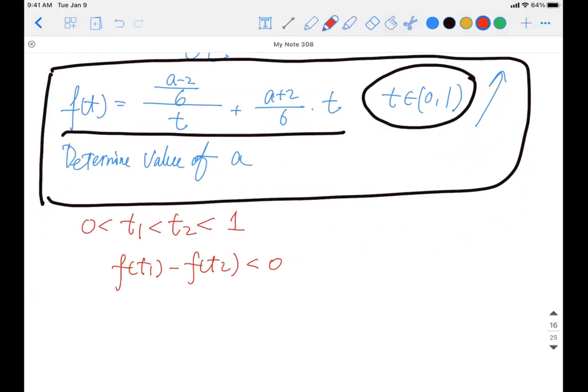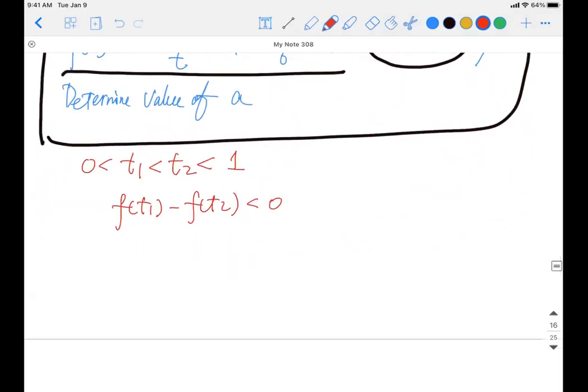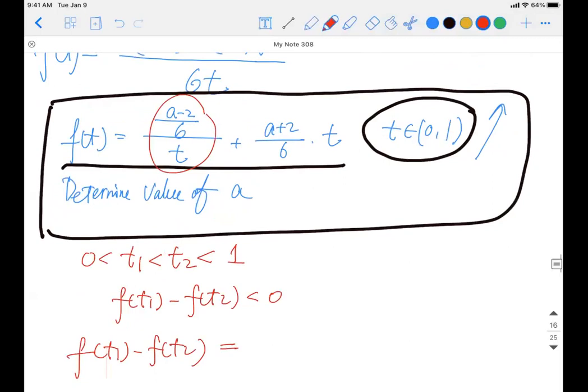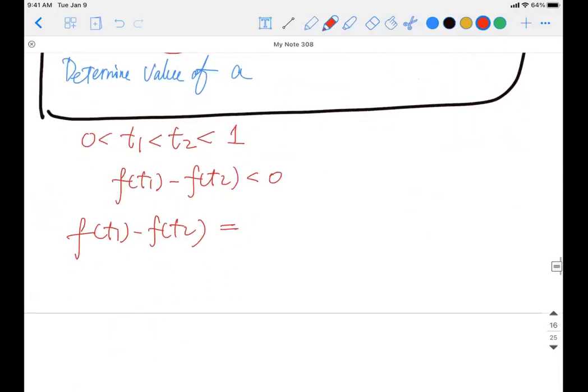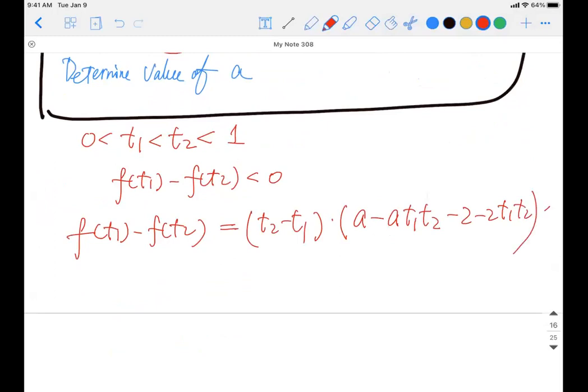Smaller x corresponds to greater y. So let's do a quick calculation. f(t1) minus f(t2). I want to make this guy lesser than 0. So I'm just going to plug in the values, t1, t2. I'm going to skip all this calculation process. This guy is going to go to here. Because our lecture focuses on the thought, the calculation I'll leave to you. You want to make this guy lesser than 0, is that right?